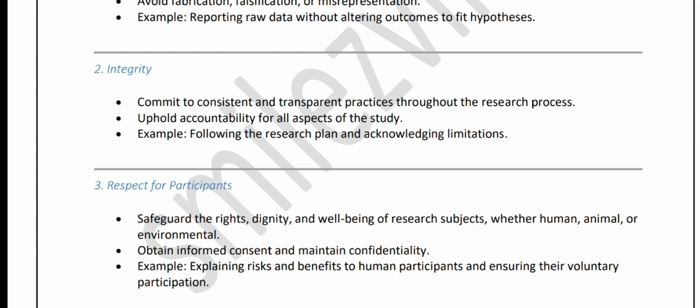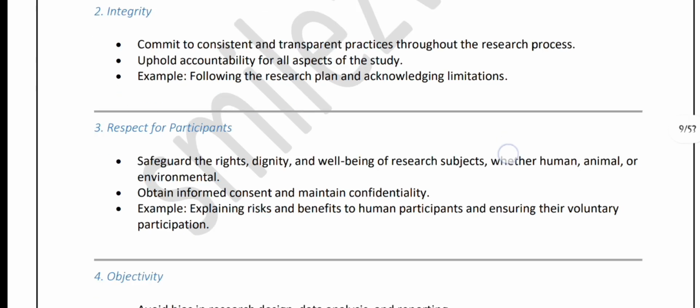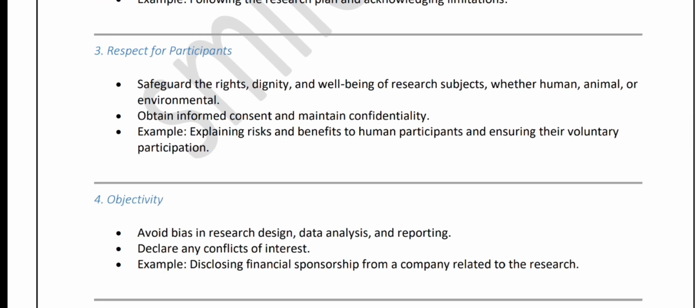Integrity: commit to consistent and transparent practices throughout the research process, and uphold accountability for all aspects of the study. Integrity means trust, and trust is very important throughout the research process, because of consistency, transparency, and accountability for all aspects of the study. Examples: following the research plan and acknowledging limitations. Respect for participants: you have to give respect, like you would to your neighbors.